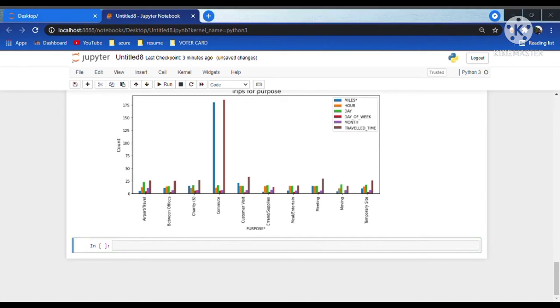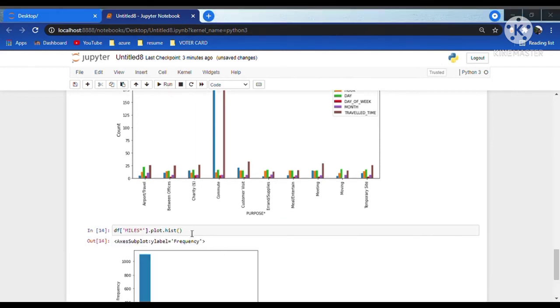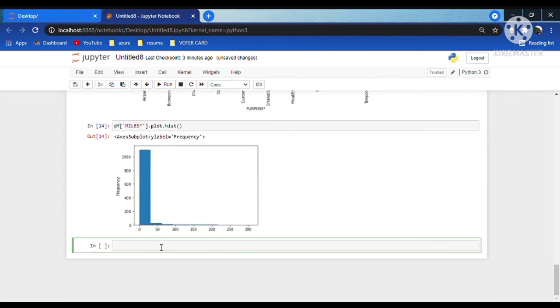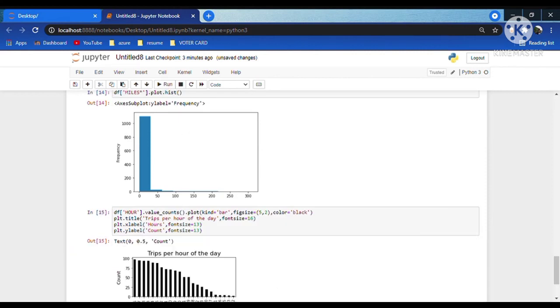In this graph we found the purposes, at what hours, what weeks and what day of the week the cabs are used mostly for the purposes. And we have to plot the graph of the number of miles that the cabs roamed around the cities. The next command is hours versus the number of trips counted in each and every hour in a day. Trips per hour of the day.